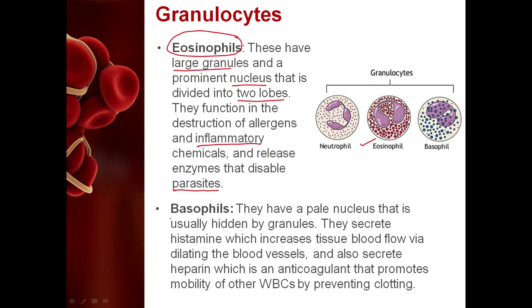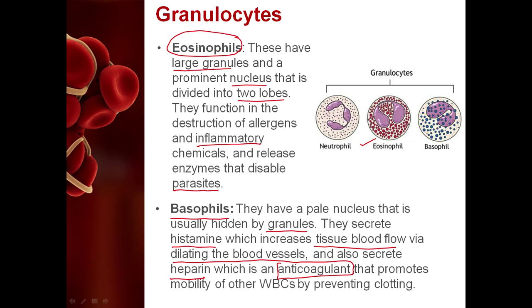Now come to the basophils. Basophils are another type of granulocyte. They have a pale nucleus that is hidden by the granules. They secrete histamine, which increases tissue blood flow by dilating the blood vessels, and also secrete heparin. Heparin is what? It is an anticoagulant that promotes mobility of other WBCs by preventing clotting.